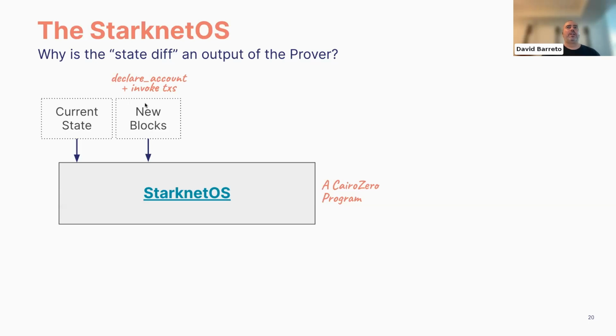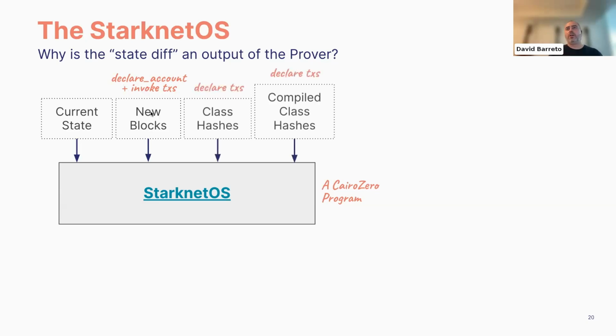These new blocks will have declare, account and invoke transactions that happen in multiple blocks. Also, as an input, it will have the class hashes of all the newly declared smart contracts, the newly declared code, using the declare transactions, but also the compiled class hash, which I mentioned in session 1 was a way to prevent the sequencer from cheating during compilation. So it has all these 4 inputs, and the output is the state difference, right?